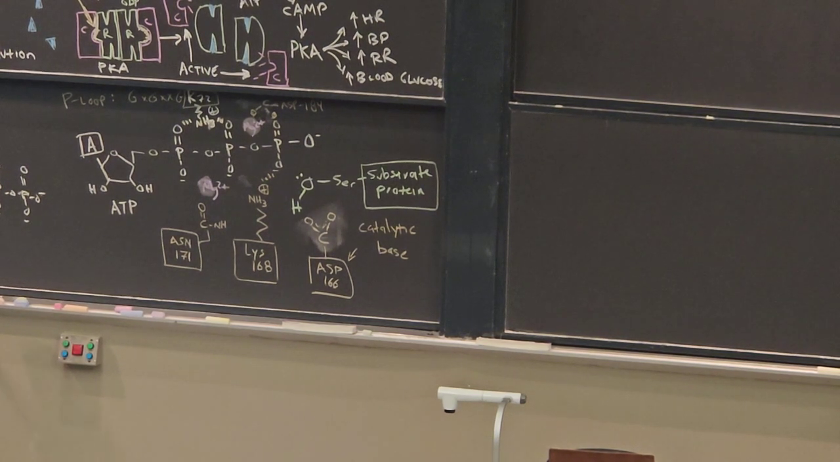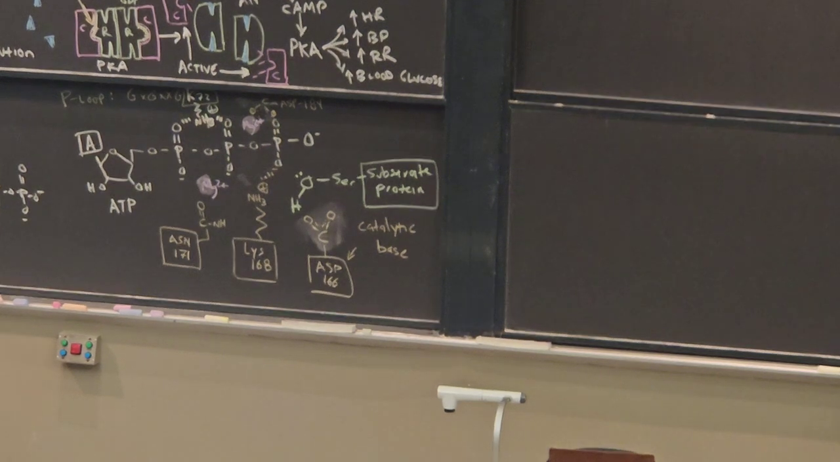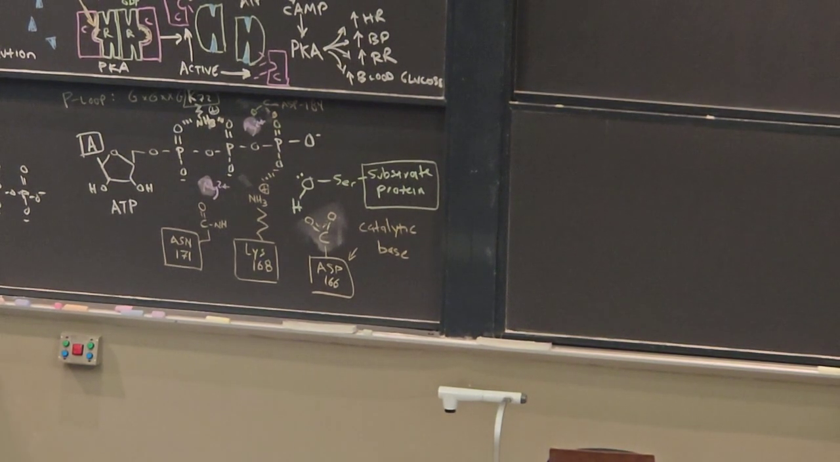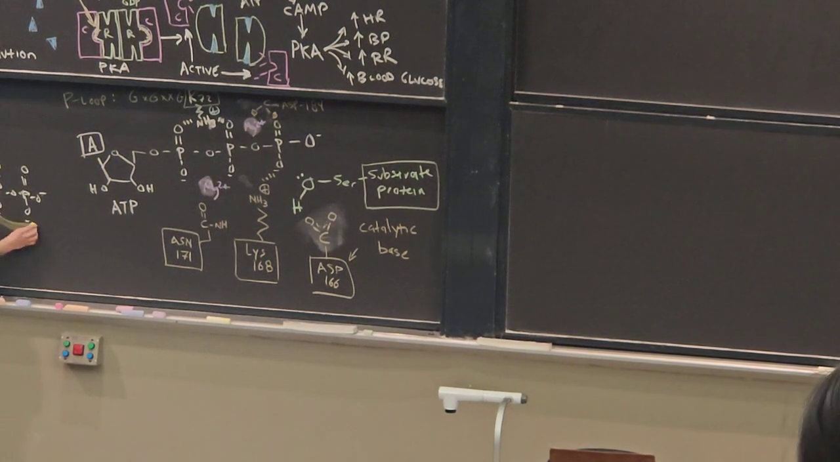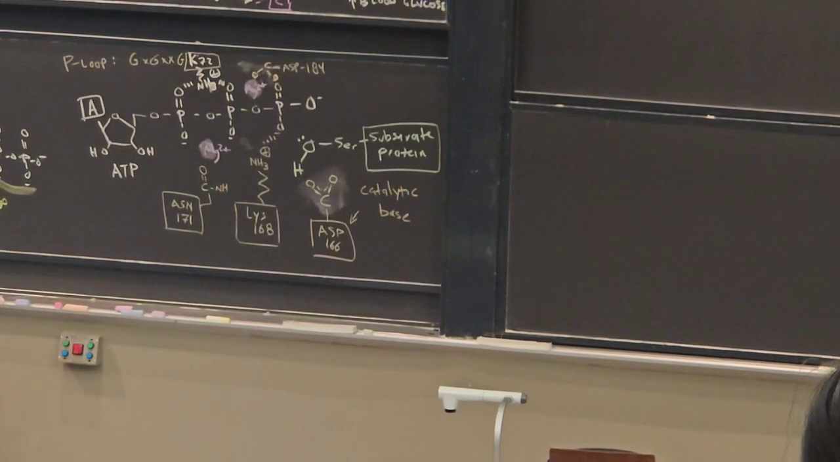And the second thing that I have to do is I have to be able to accommodate this phosphate, this long polyphosphate chain, this triphosphate chain. And I have to be able to tolerate it after I give up a phosphate to the substrate so that it's only a diphosphate chain. And that is accomplished through another region of the protein, which we're going to call the P loop. P loop for phosphate binding loop.